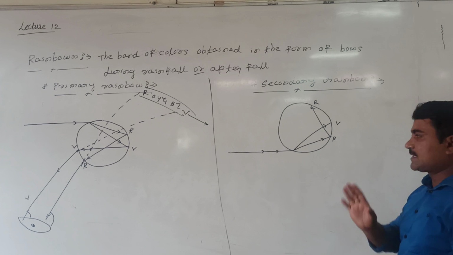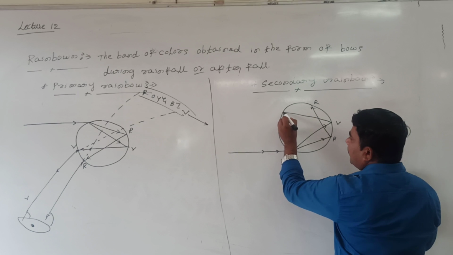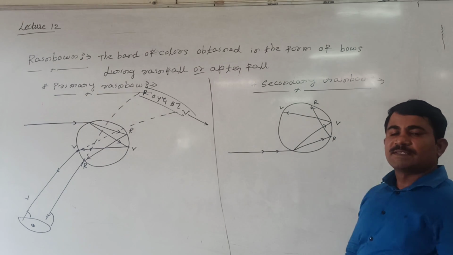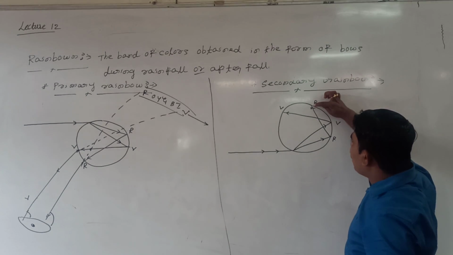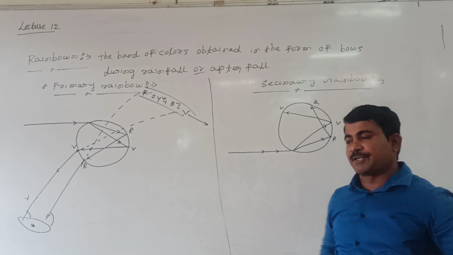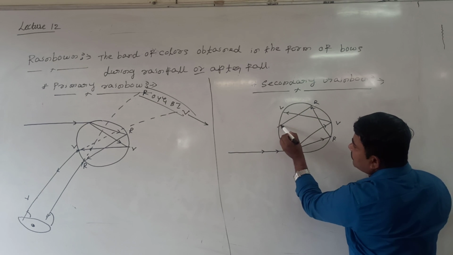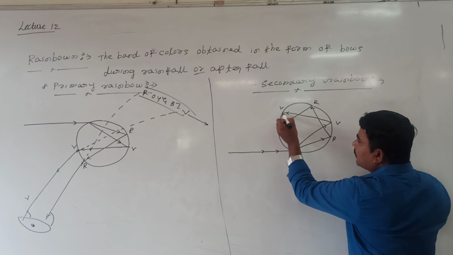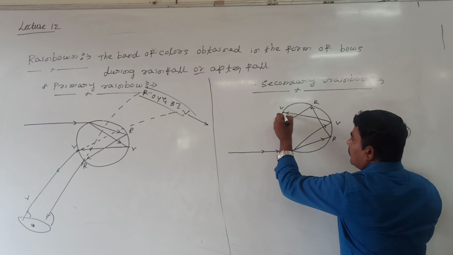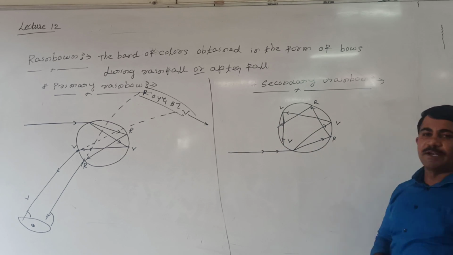Are you following? Similarly, at this point also total internal reflection is possible. This I can call violet color. Similarly, again at this point, the angle of incidence is greater than the critical angle, so again total internal reflection is possible. Now red light comes like this. Again at this point total internal reflection is possible. This is violet light.